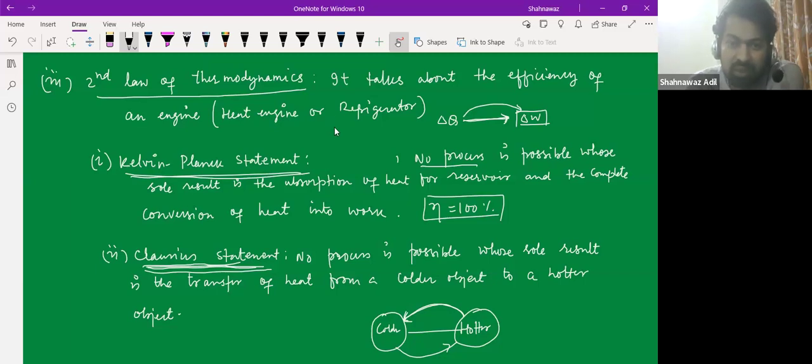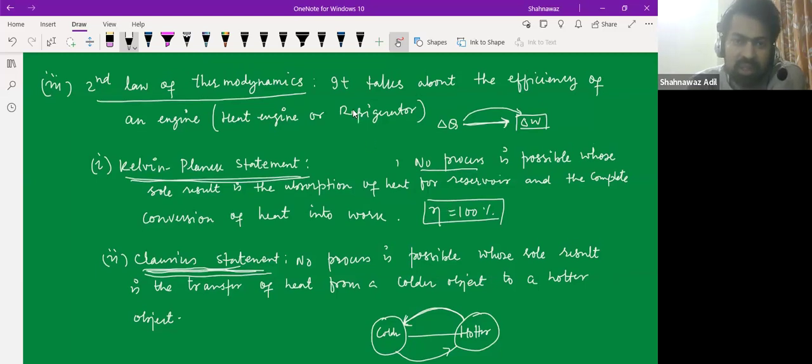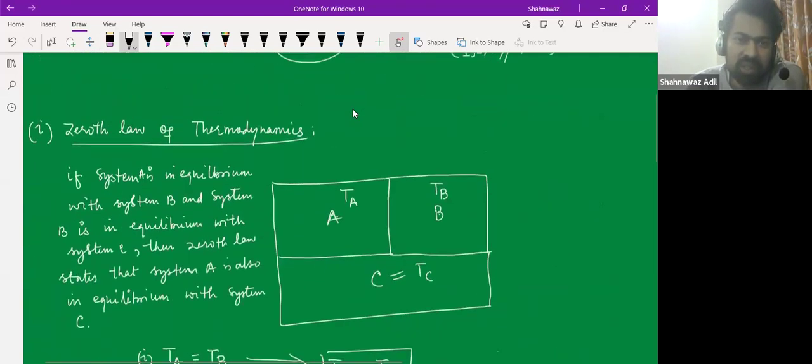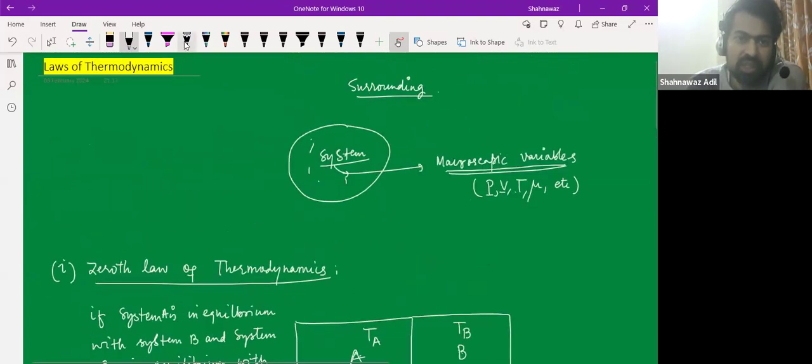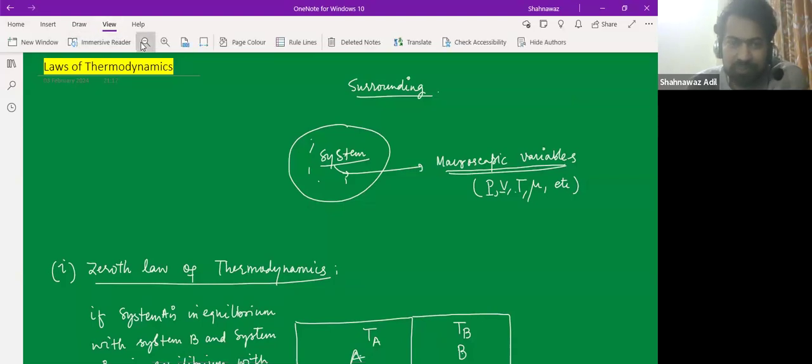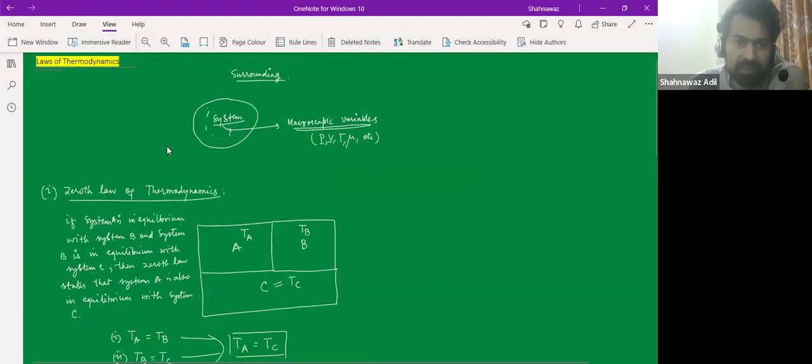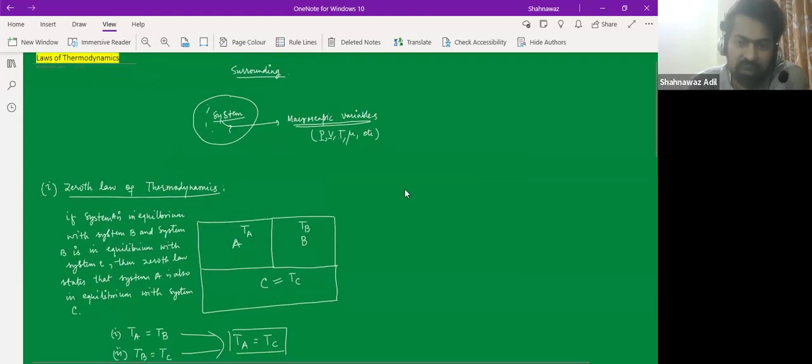Yes, sir. And you have to always remember this word to word, right? So the Kelvin Planck and Clausius statements, you have to remember. Please note down these things, and then we'll talk about thermodynamic processes, right? So please note these things down. And whenever you want me to scroll down, please tell me.